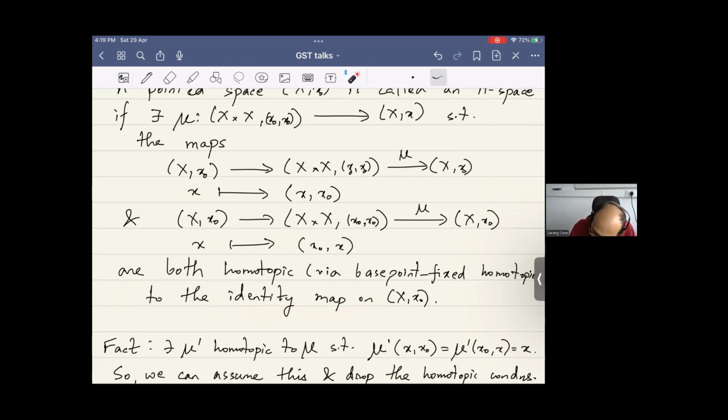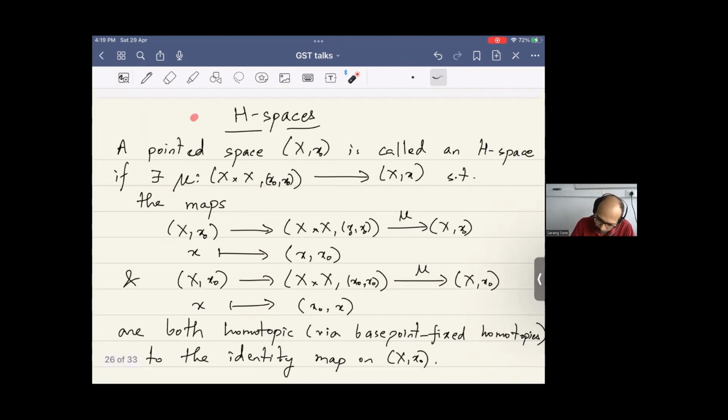So what this is saying is, if you take the identity x goes to x, then x comma x naught goes to some kind of product, and x naught is like your identity, so it goes back to x. So this thing is homotopic to the identity map, and so is this thing. That's the data of an H space.